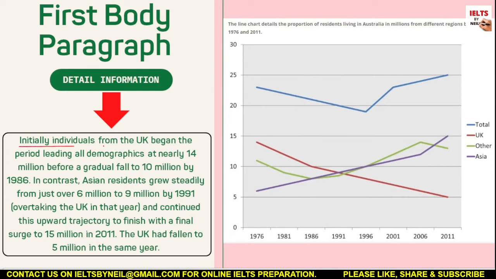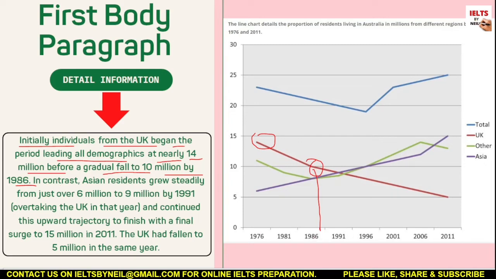So initially, individuals from the UK, so I've covered UK in here, began the period leading all the demographics at nearly 14 million before a gradual fall to 10 million by 1986. Means from here until 1986 at 10, okay, this happened in UK. So I've just explained that it started from around 14 and reached 10 million in 1986, right?